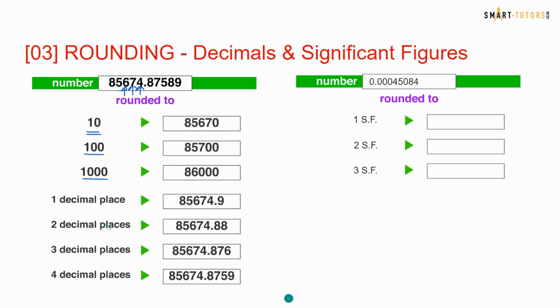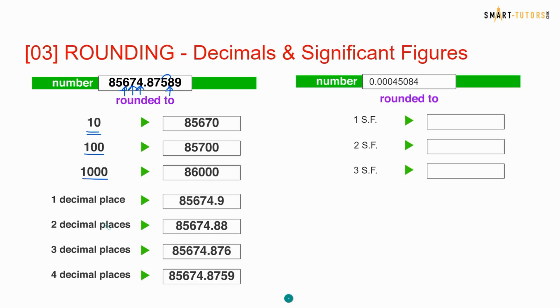answer is 0.9. Two decimal places means you need to look for the third one, which is 5, and 5 is giving 1 and die. So 0.88 is the answer. Three decimal places, the fourth one is the decision maker. 1, 2, 3, fourth one, which is the 8, will give 1 and he will die. So the answer is 0.876 at the end.